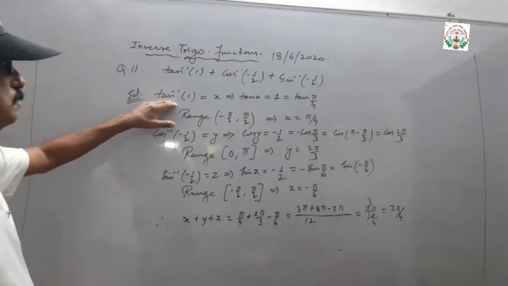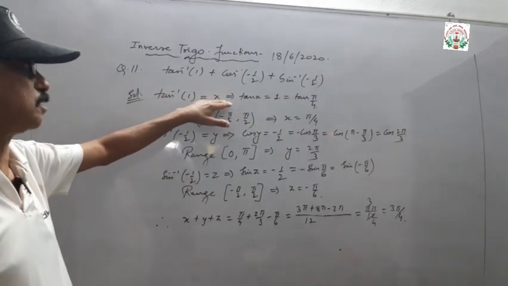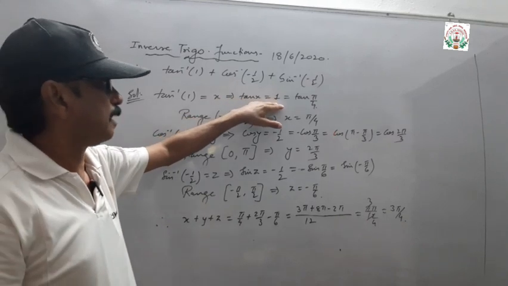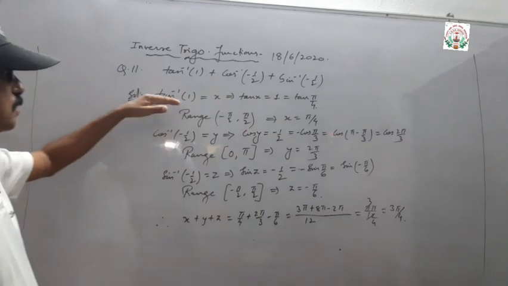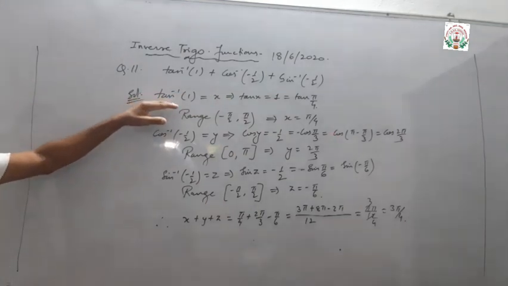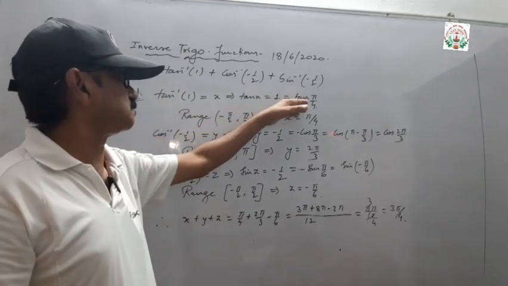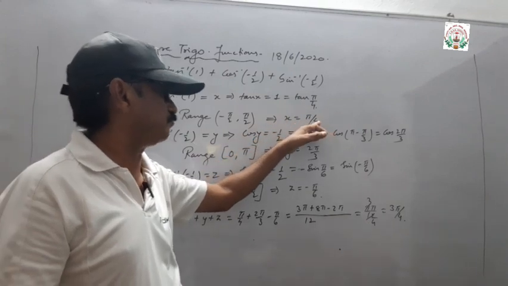Tan inverse of 1, let us take it equal to x, it becomes tan x equals 1, and 1 equals tan pi by 4, we can write down. Our range of the tan inverse function is minus pi by 2 to pi by 2, so it lies in this range, so x becomes equal to pi by 4.